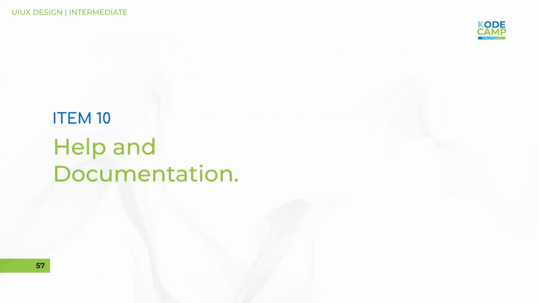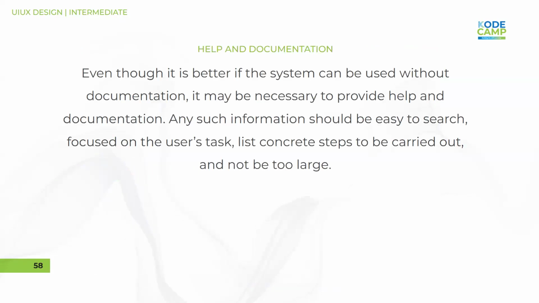So the last of its kind is help and documentation. This is the last heuristic evaluation principle, help and documentation. We say that even though it is better if the system can be used without documentation, it may be necessary to provide help and documentation. So any such information should be easy to search, should focus on user tasks, list concrete steps to be carried out, and should not be too large.